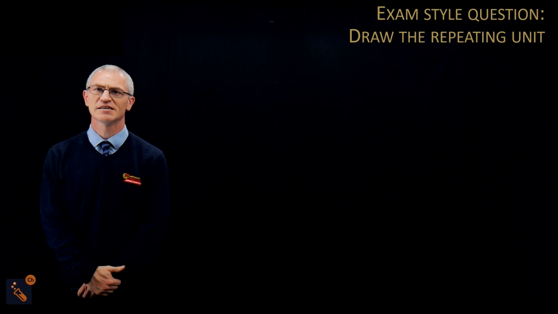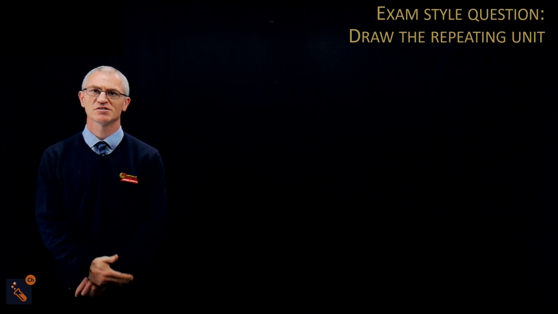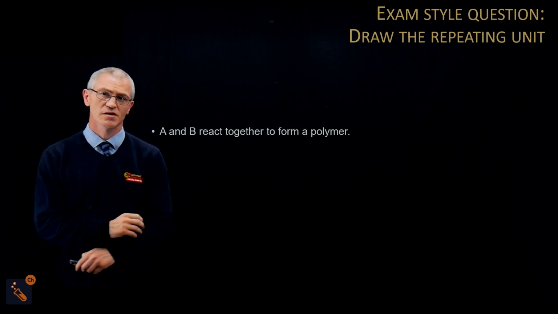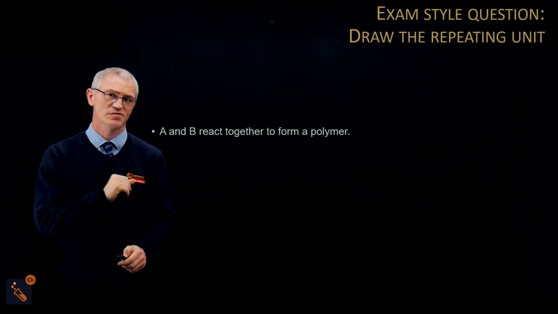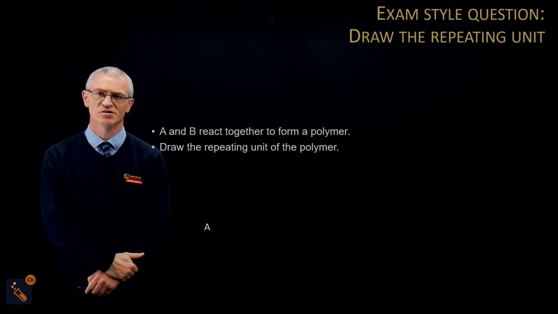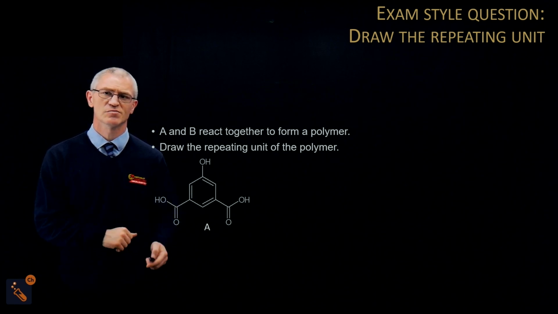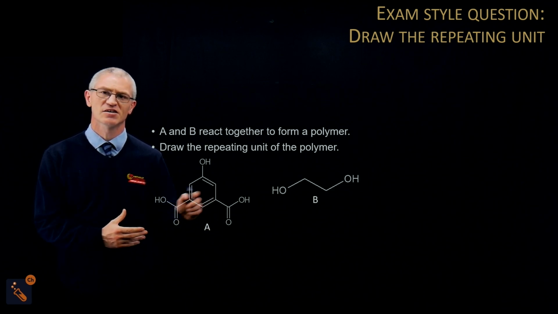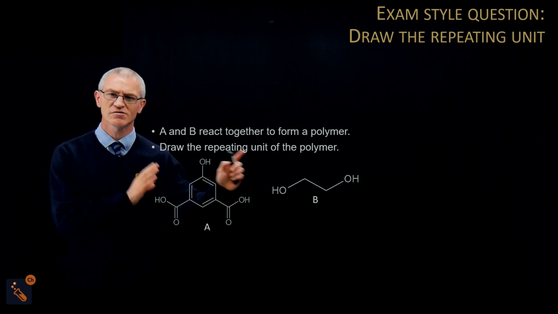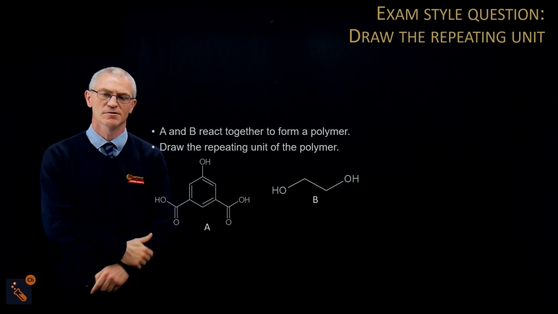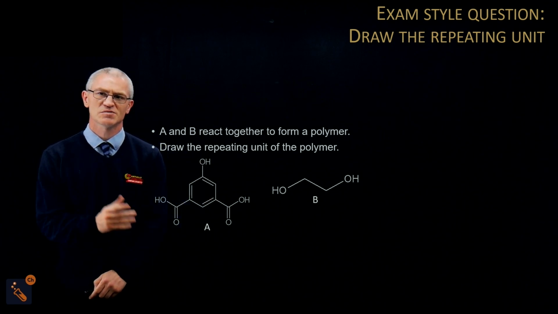Our next question is possibly the most common question you're going to get, which is drawing the repeating unit, just one repeating unit of the entire polymer. Now, we're going to take A and B and react them to form a polymer, which is most likely how it's going to be presented. And you draw the repeating unit of that polymer. So A is this benzene compound with 2 carboxylic acids on it. And then B is a diol, so 2 alcohols. So the alcohols are going to react with the carboxylic acids. They're not going to react with the OH. That's just a distractor.